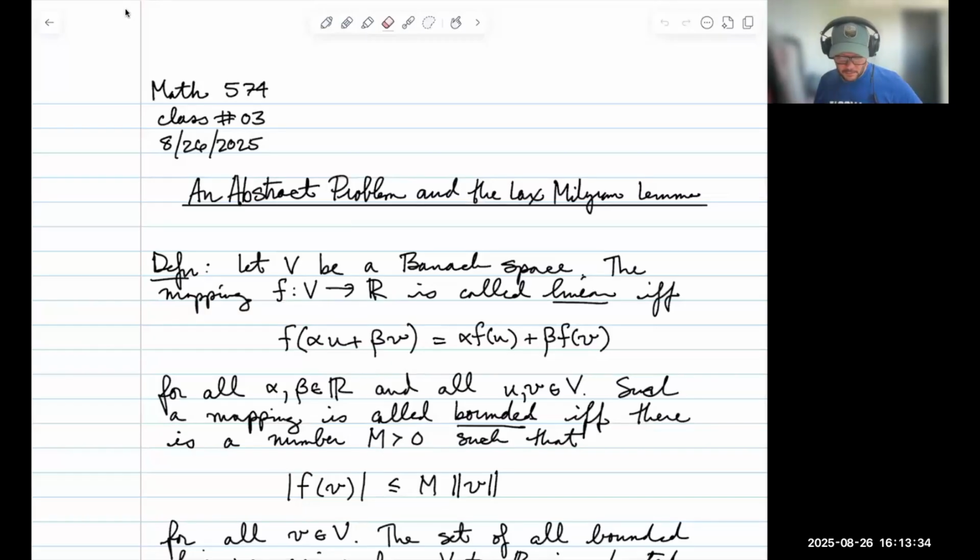So we need a new definition to really put this thing on a full abstract setting, and we need the definition of what's called a bounded linear functional. So here it is. Suppose that V is a Banach space, then the mapping F, which takes objects in the Banach space and maps them to the real numbers. So how does this work?